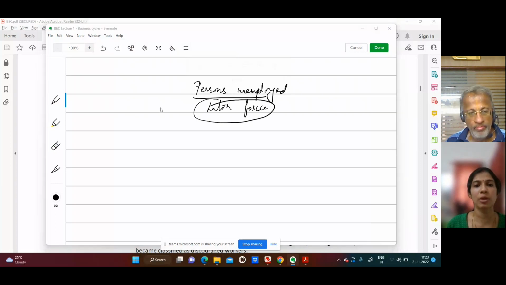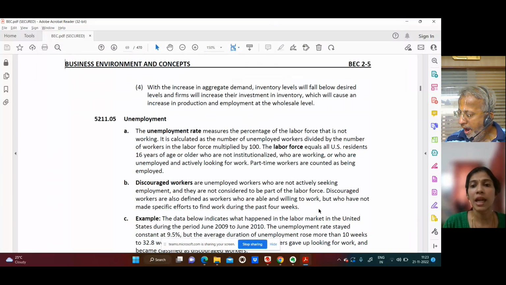So what is the labor force? Labor force equals all US residents, so citizens of the US, 16 years of age or older. Okay, be careful. Remember all these parameters. It is all US residents 16 years of age or older who are not institutionalized, and who are either working, or who are unemployed and actively looking for work. Part-time workers are also counted as being employed.